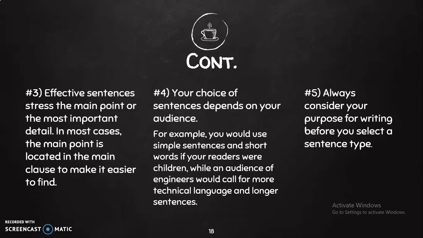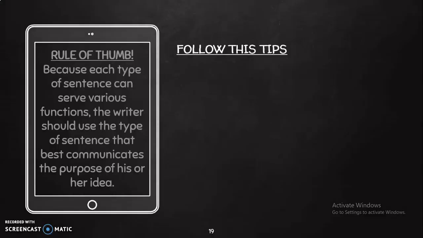Fifth, always consider your purpose for writing before you select the sentence type. What's your purpose? Is your purpose to write an argumentative piece? Is it an expository essay? Is it a narrative paragraph or essay? Just try to sort out your purpose. That will help you. So the rule of thumb here is, because each type of sentence can serve various functions, the writer should use the type of sentence that best communicates the purpose of his or her idea.